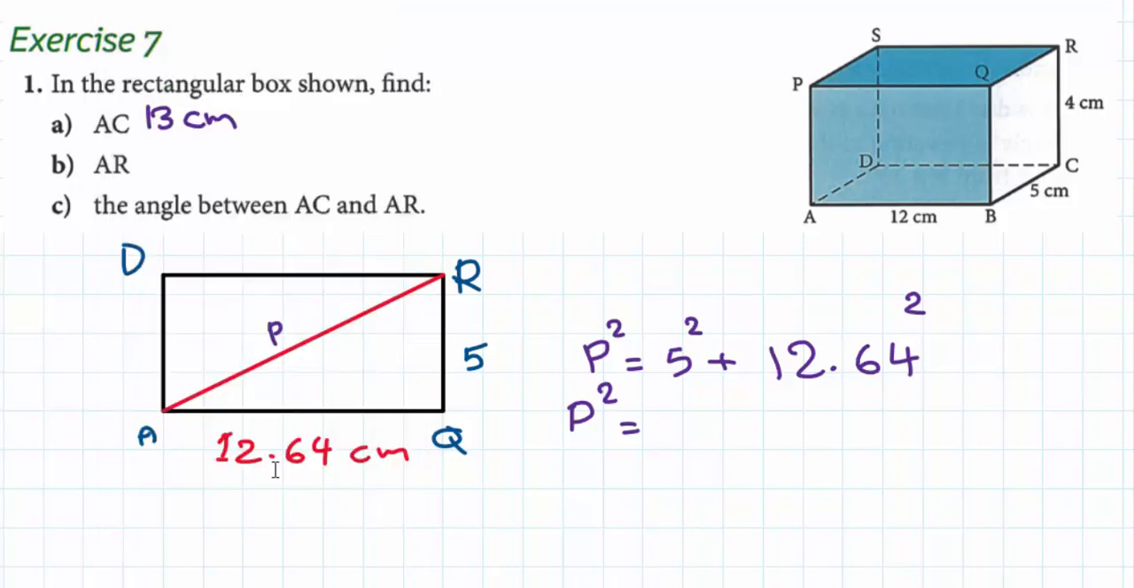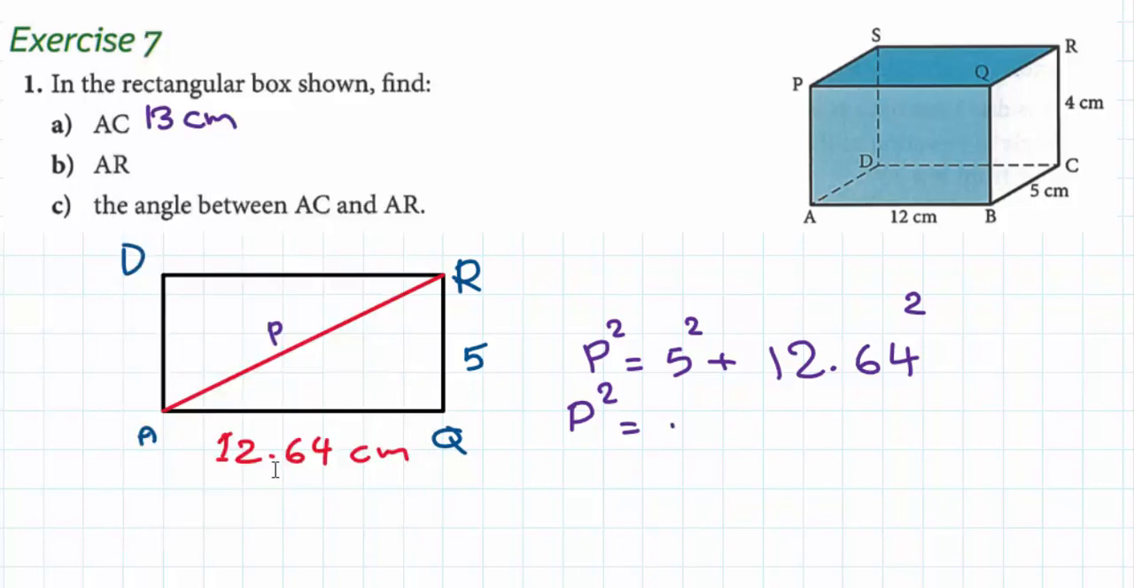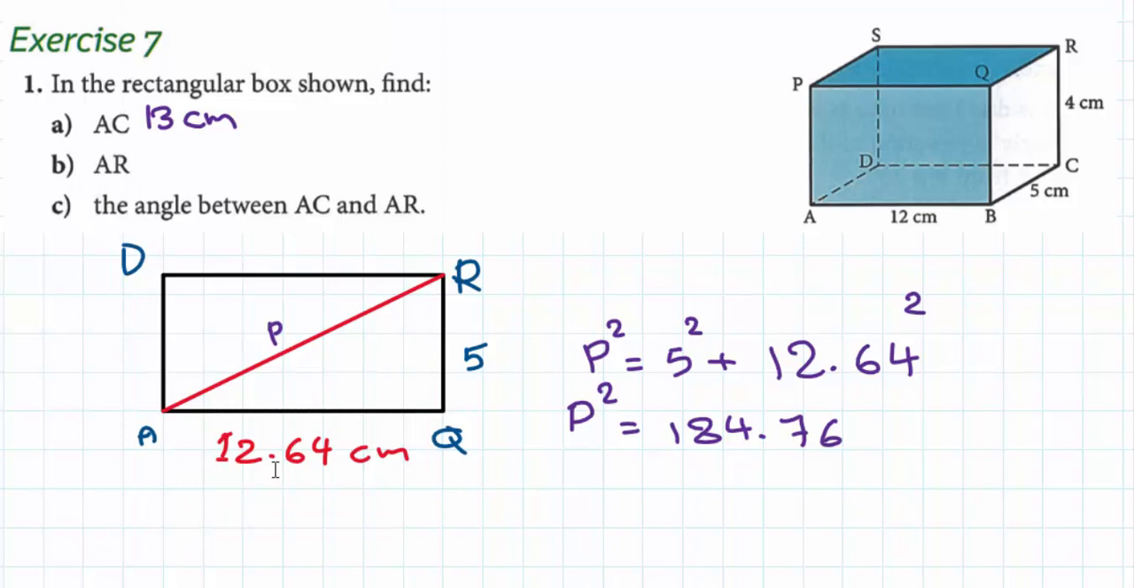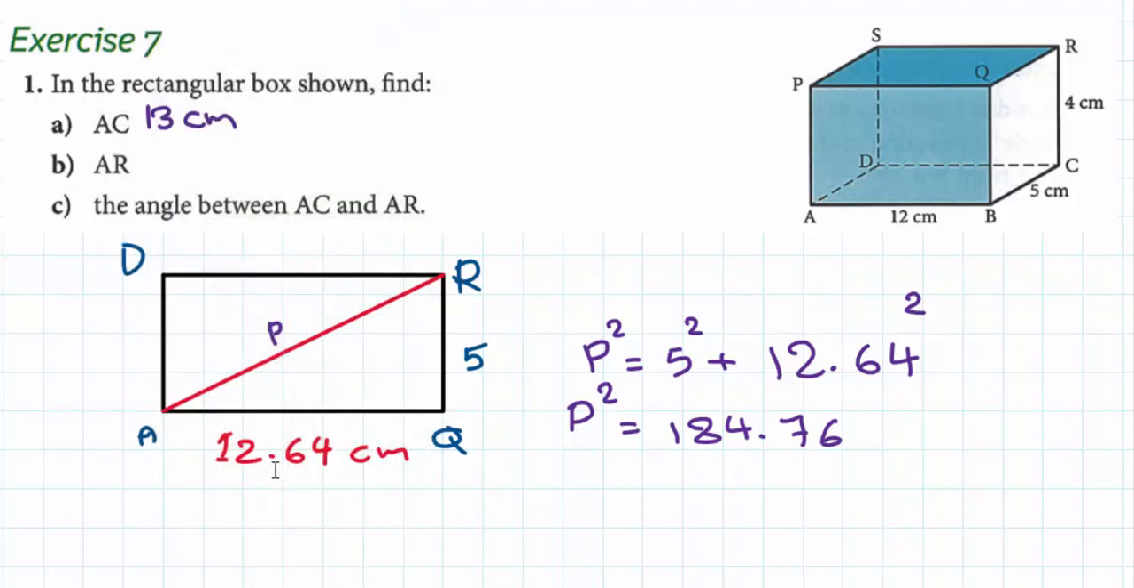To get rid of this power 2 of the P squared, we need to take the square root of this answer. Then the square root of 184.76 is equal to 13.59. So nearly we can say 13.6.